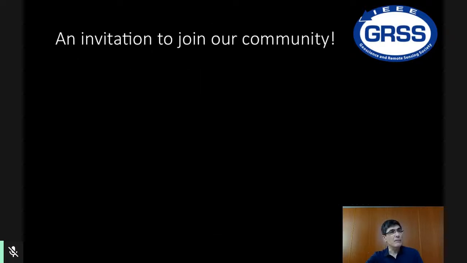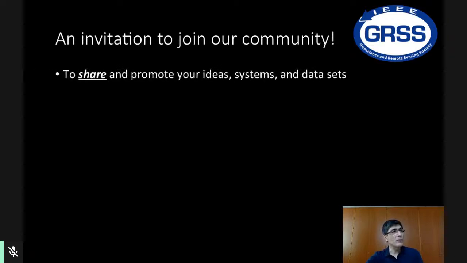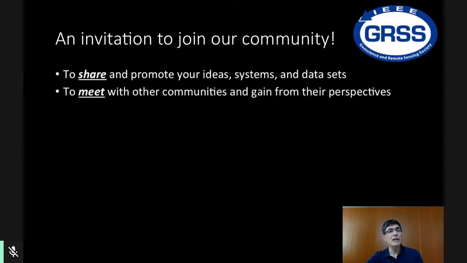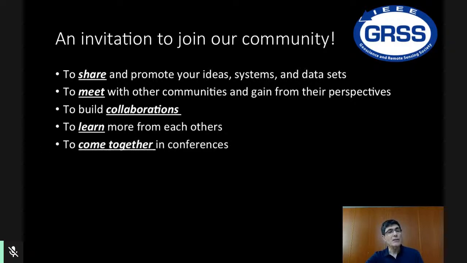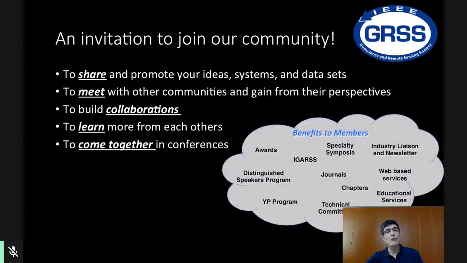And we make the different communities of Earth observation practitioners and researchers aware of their and your topics of interest. So GRSS is actually a community of communities where we can together share and promote ideas, systems, and data sets. We can meet with other communities and gain from their perspective, and we can build different collaborations, to learn more from each other and to come together in conferences.